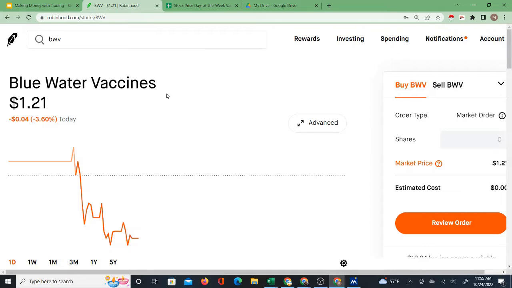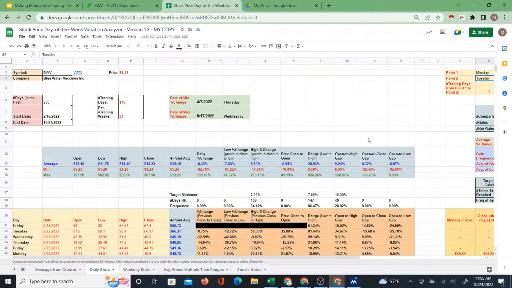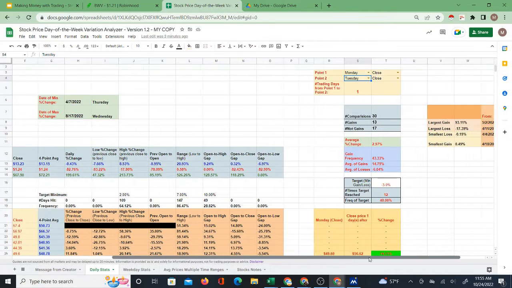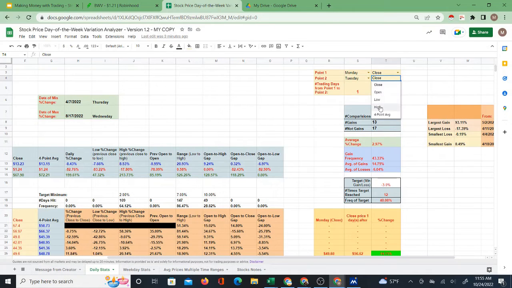Okay, so in a previous video, I did give Blue Water Vaccines as an example of a stock that I was looking at the pattern for between Monday and Tuesday. And what I had looked at using this Google Sheet I created is that the Tuesday high on average is a lot larger than the Monday close.